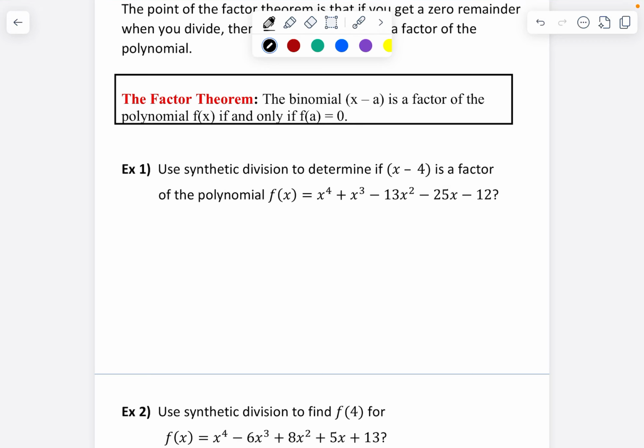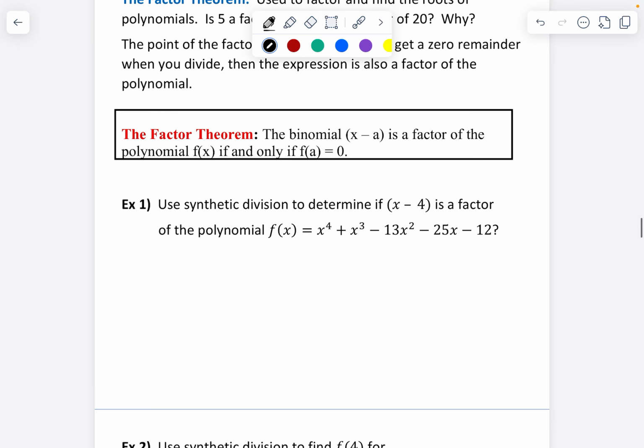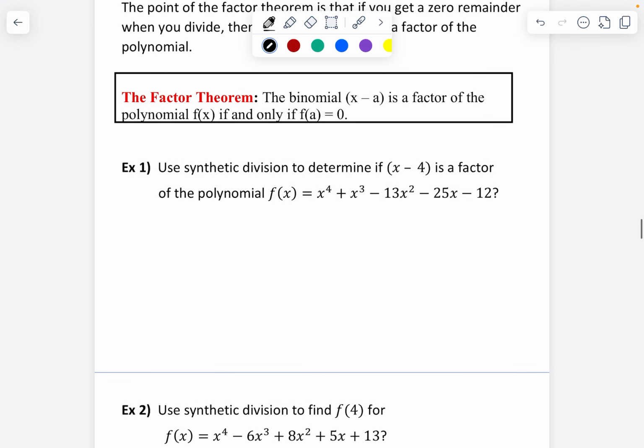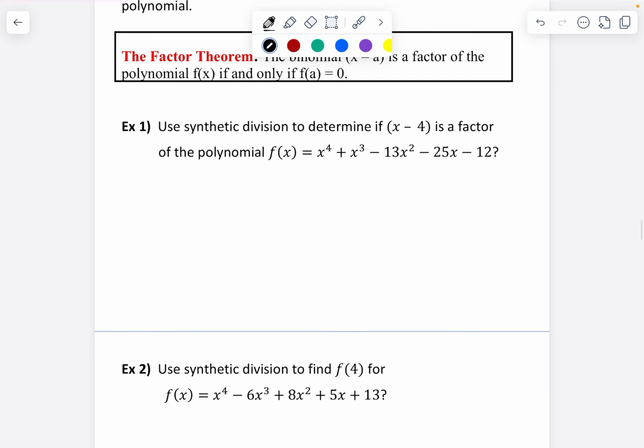All right, in this lesson, we're going to talk about the factor theorem and the remainder theorem. And so I'm just going to start with an example, and then we will go back to formalize what these theorems are. And so starting with example 1, it says use synthetic division to determine if x minus 4 is a factor. And so if x minus 4 is a factor, we would get a remainder of 0.